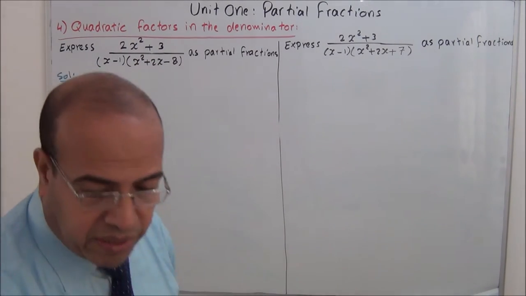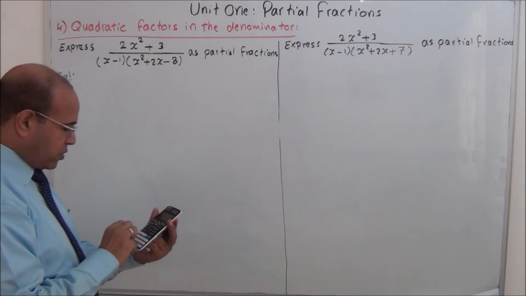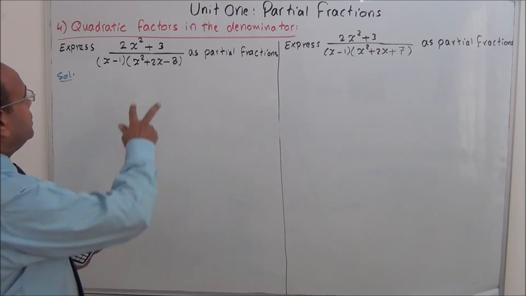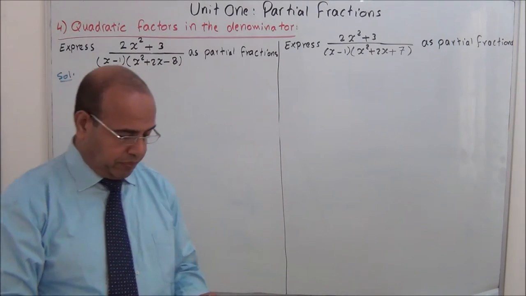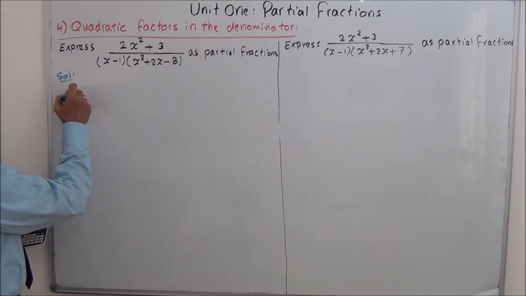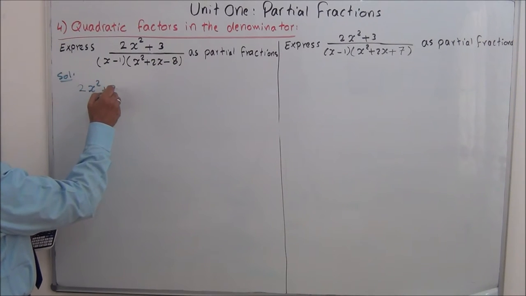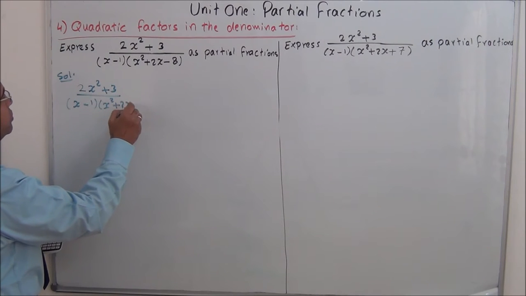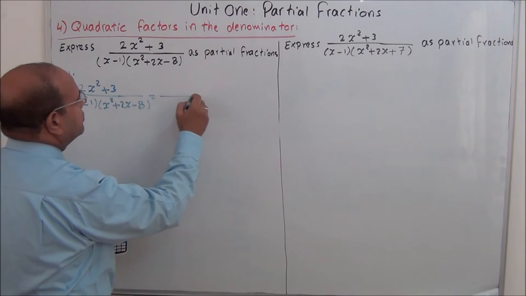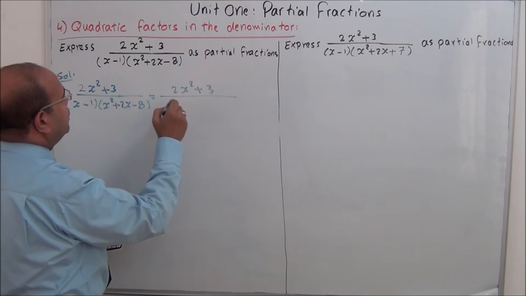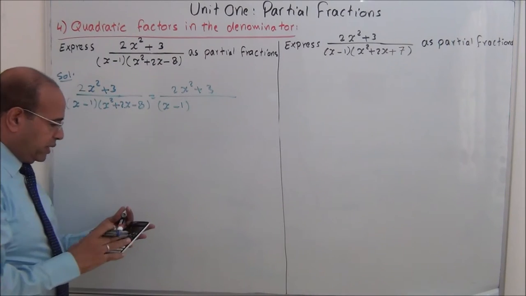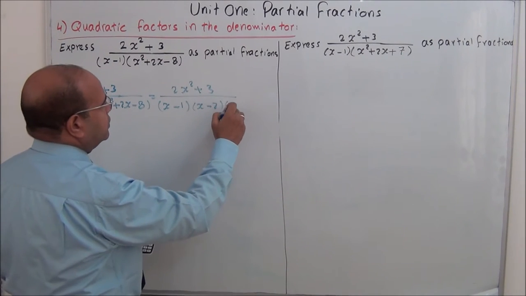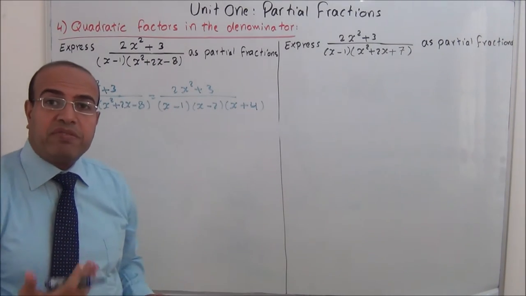We try to factorize by using the calculator. The roots are 2 and negative 4, so this denominator can be factorized. So we solve it. (2x squared plus 3) over (x minus 1)(x squared plus 2x minus 8) equals (2x squared plus 3) over (x minus 1). Now, when we factorize this, it will be x minus 2, x plus 4. So this denominator can be factorized.